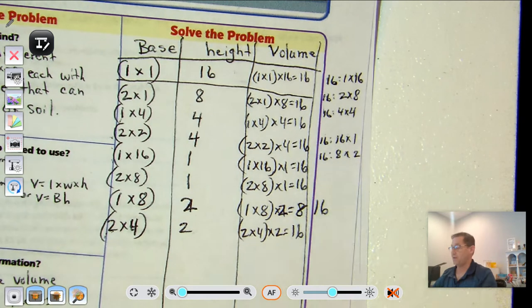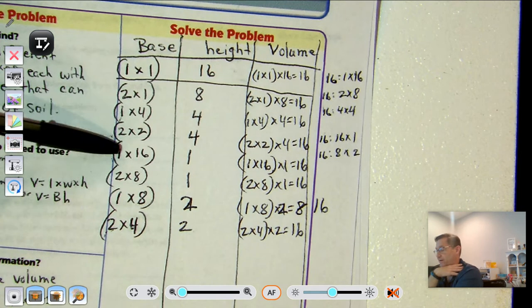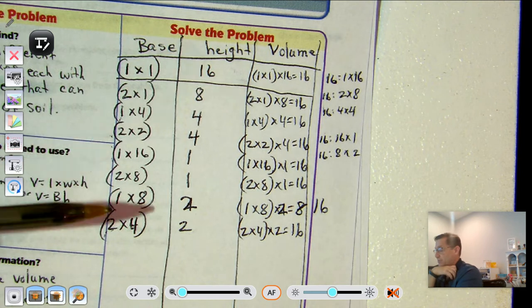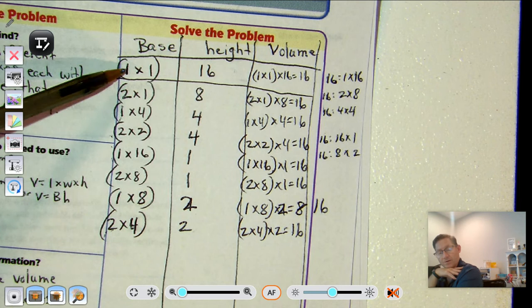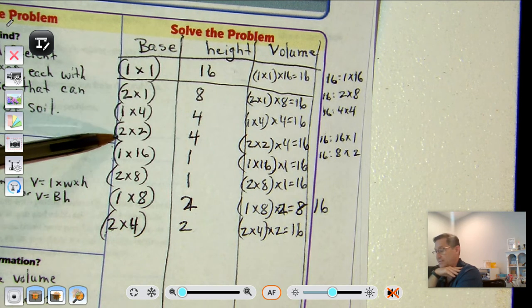No, there's not. So how many different ways did we come up with? 1, 2, 3, 4, 5, 6, 7, 8. Okay, and let's double check our numbers. Okay, 1 times 1, 1 times 2, 1 times 4, 16 times 1.